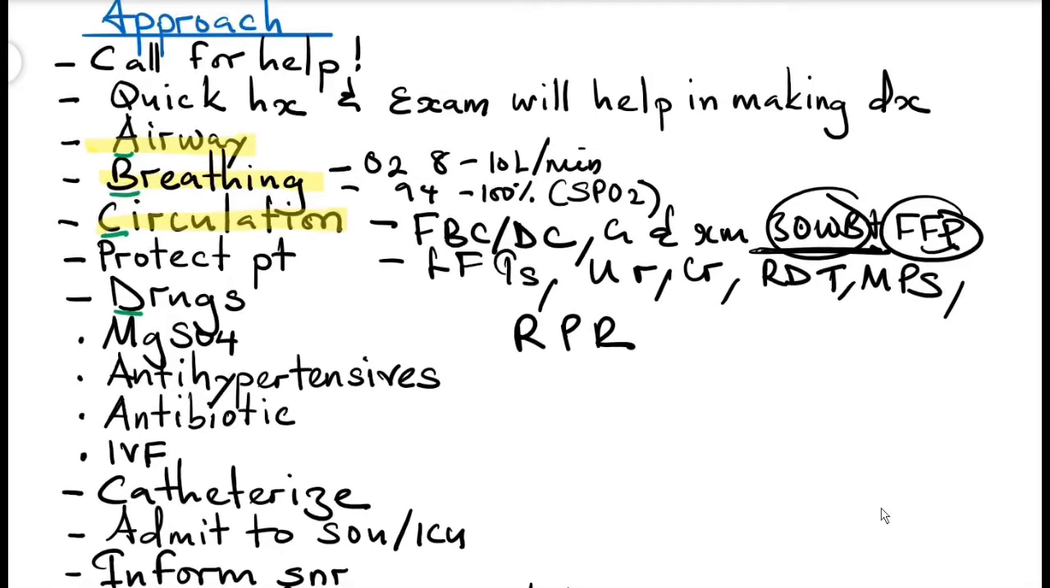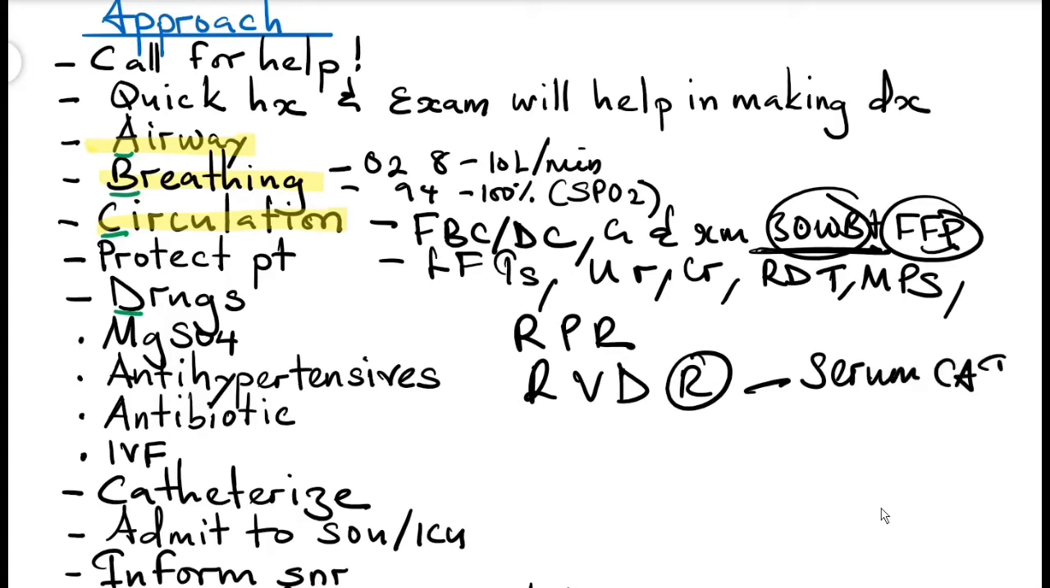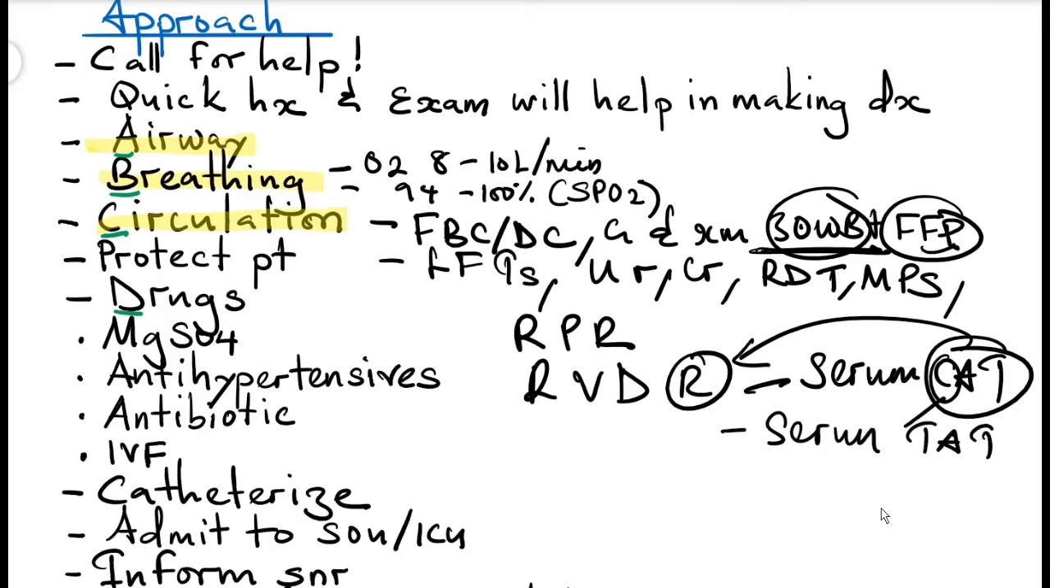In a patient where you are suspecting that they are immunocompromised, like a retroviral disease patient, collect bloods for serum CrAg. This is cryptococcal antigen test. Cryptococcus is a fungal infection that can cause meningitis. It's common in immunocompromised patients. Also collect blood for serum TAT. This is toxoplasmosis antigen test. Toxoplasmosis is a parasitic infection that can also cause fitting in patients who are immunocompromised.